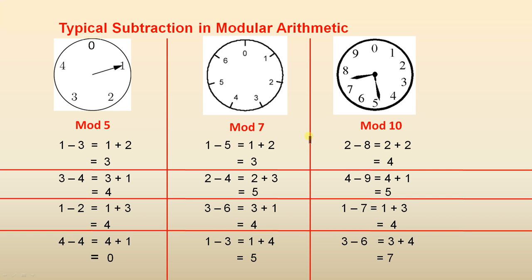Typical subtraction in modular arithmetic. Now I have the dials here for Mod 5, Mod 7 and Mod 10. These will be very helpful when we are doing all these sums here. In Mod 5, 1 minus 3 is 1 plus the opposite of 3. The opposite of 3 is 1, 2. So 1 minus 3 is the same as 1 plus 2, and the answer is 3. 3 minus 4 is 3 plus the opposite of 4. The opposite of 4 is 1. So 3 minus 4 is the same as 3 plus 1, and that gives us 4.